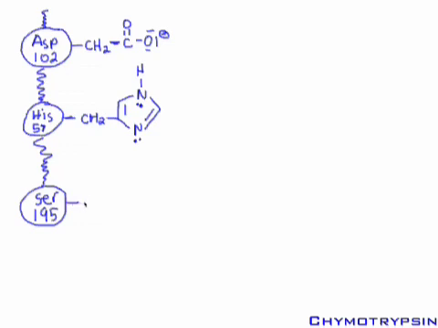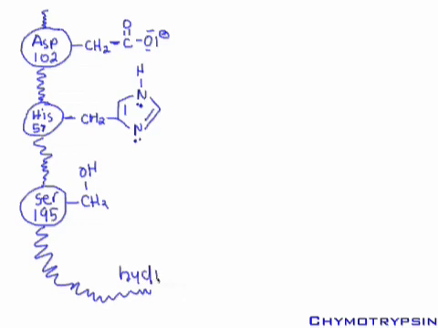Serine, of course, has a CH2, which has an OH. And there's obviously more to the amino acid residue. And what this is, is a hydrophobic pocket.